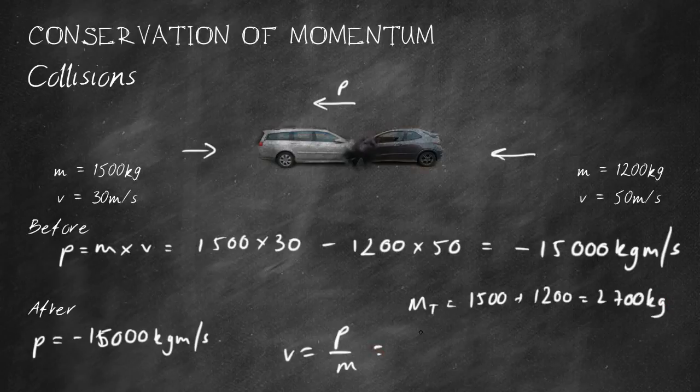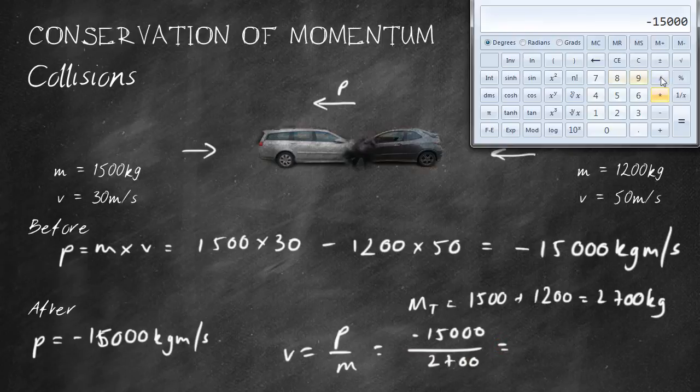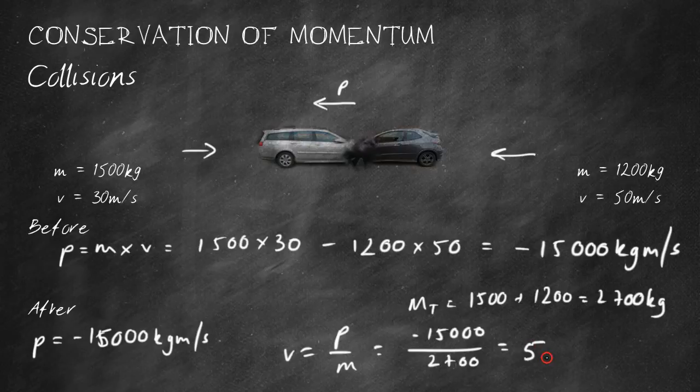Input the numbers: minus 15,000 divided by 2700 is equal to 5.5 recurring, or 5.56 meters per second. That's to three significant figures.